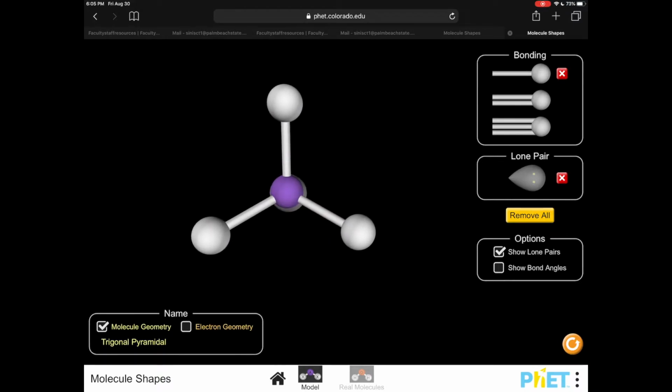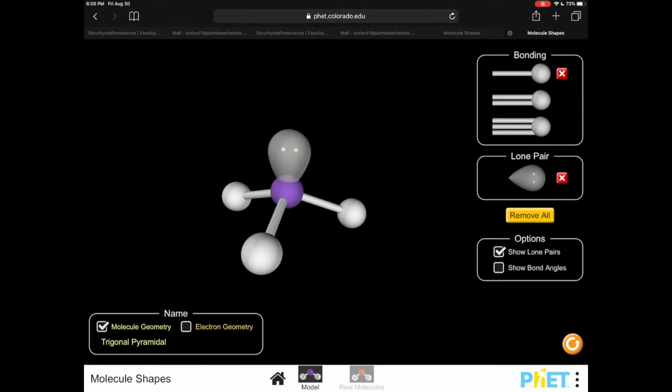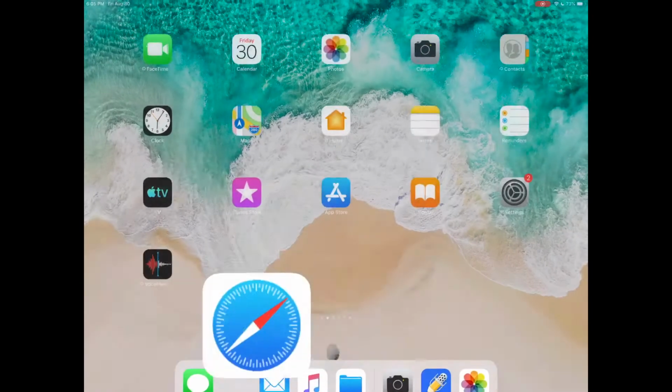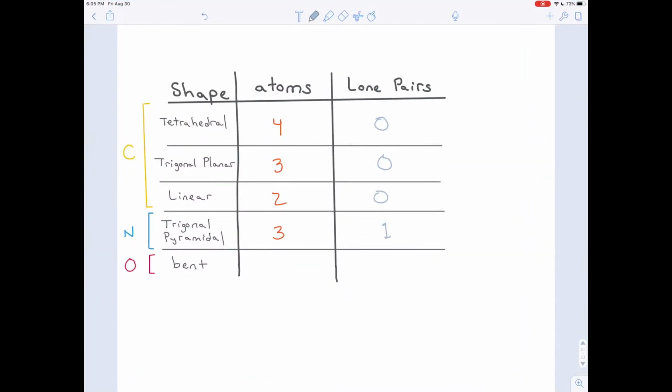So it's Trigonal Pyramidal. So that is Trigonal Pyramidal if you have 3 atoms and 1 lone pair bonded to your central atom.